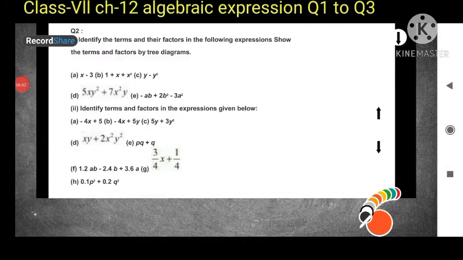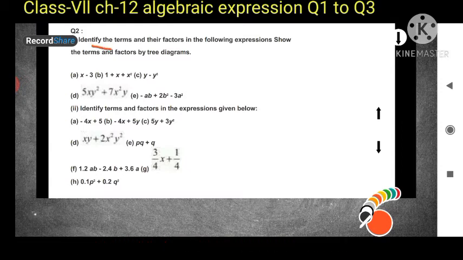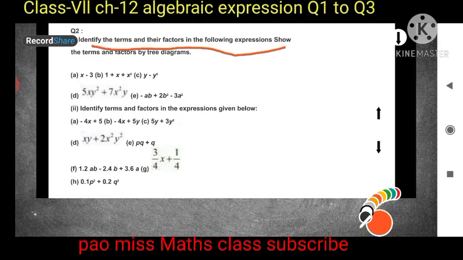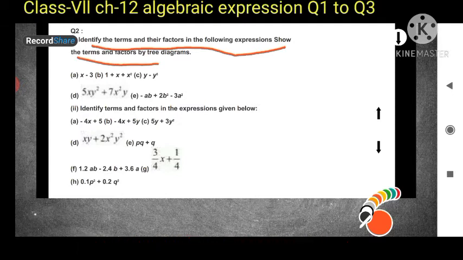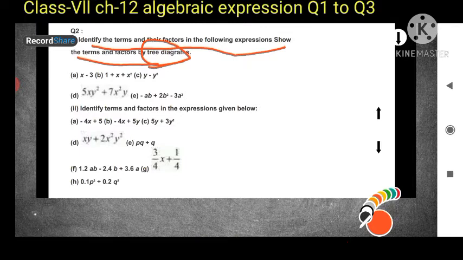Question number 2, identify the terms, okay. We have to identify the terms and their factors in the following expressions. Show the terms and factors by a tree diagram, okay. And we know how to do a factor tree, isn't it? We have done factor trees.